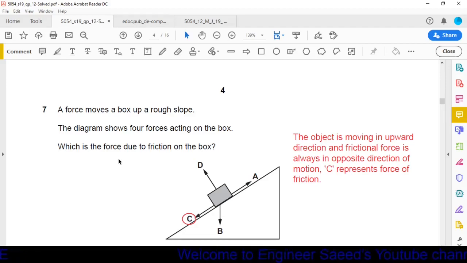Which is the force due to friction on the box? Here we have to find out the direction of the frictional force. Okay, frictional force is always in opposite direction of the moving object. If the object is moving in the direction of A, then the frictional force will be in opposite direction, and in opposite direction there is a force C. So direction of the frictional force or force due to friction is C. So correct option is C.